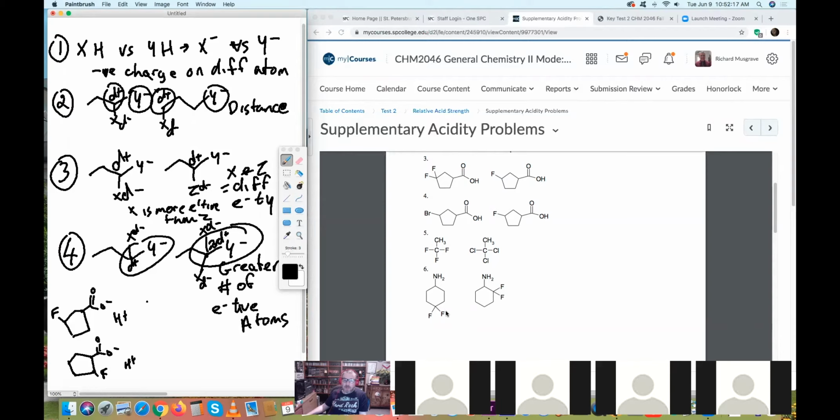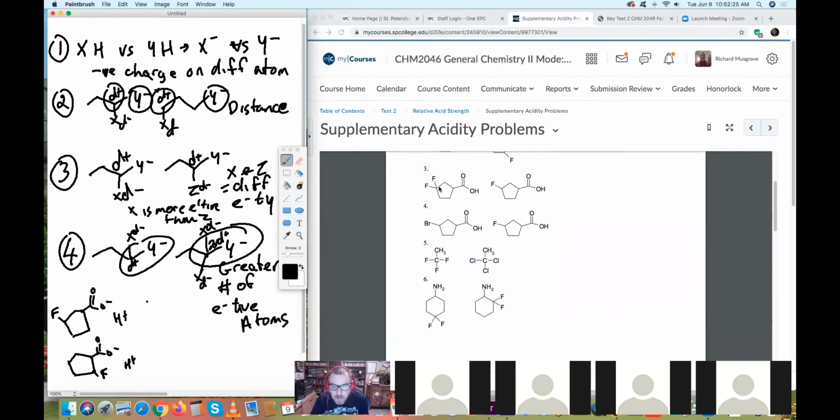And the reason is because one has 1 F and one has 2 Fs. If it has 2 Fs, it's going to have a greater delta plus right here, which is going to stabilize the anion over here. There's no difference in distance or anything here. They have a different number of atoms, but in the same location. Anybody got any questions about that?